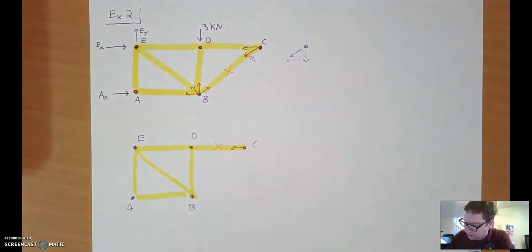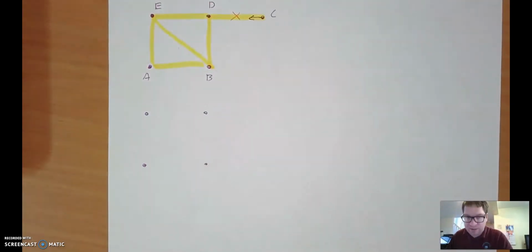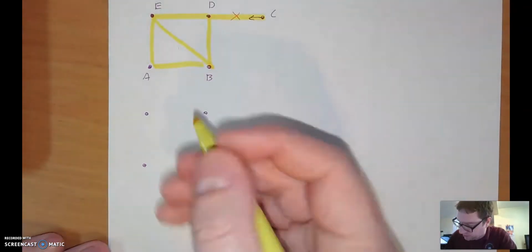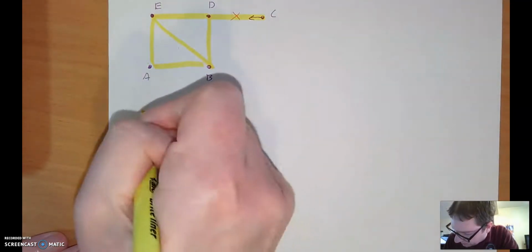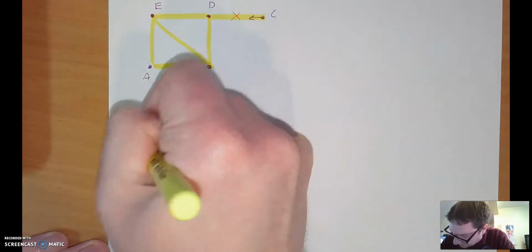So you can see immediately we have taken this thing, and we have simplified it down to the following. Again, you don't actually have to redraw this. I'm just doing it for this example so that you can see what's happening as we remove these members, as we identify them as zero force.